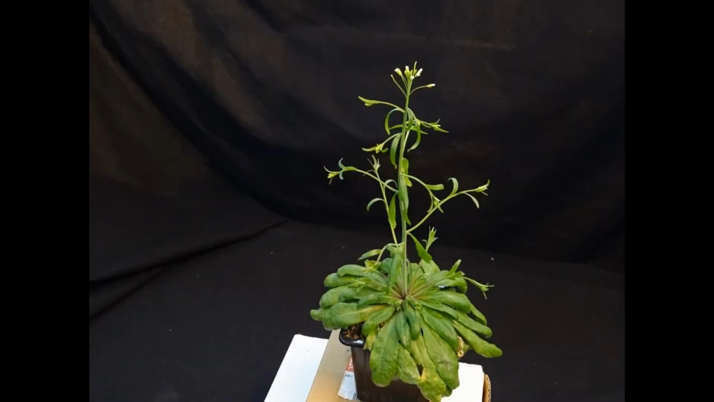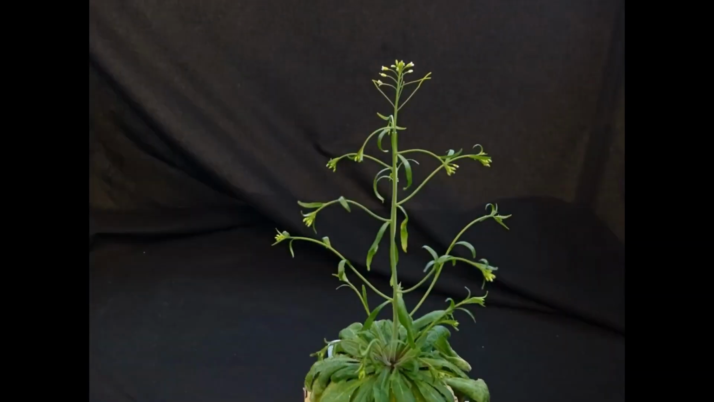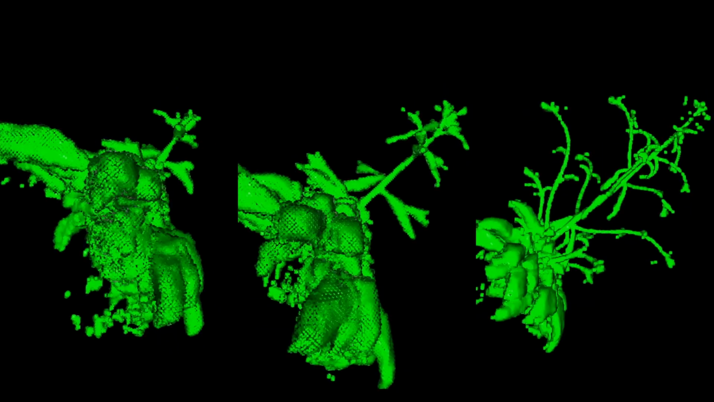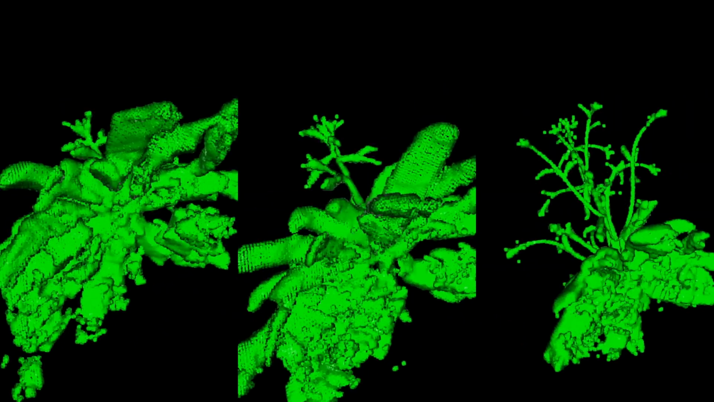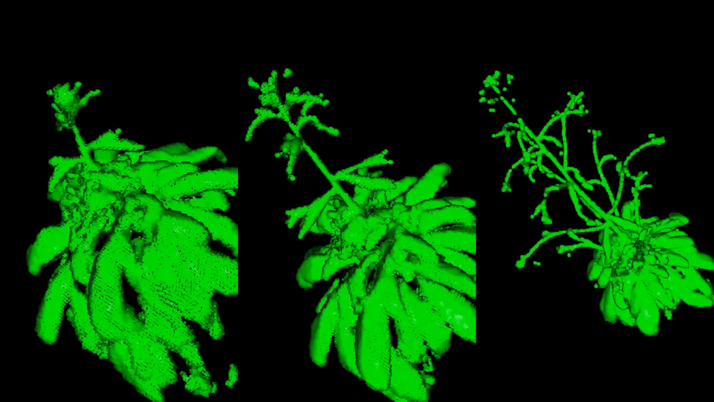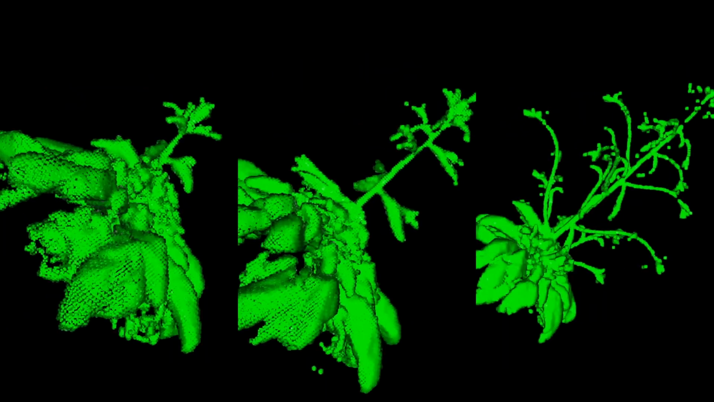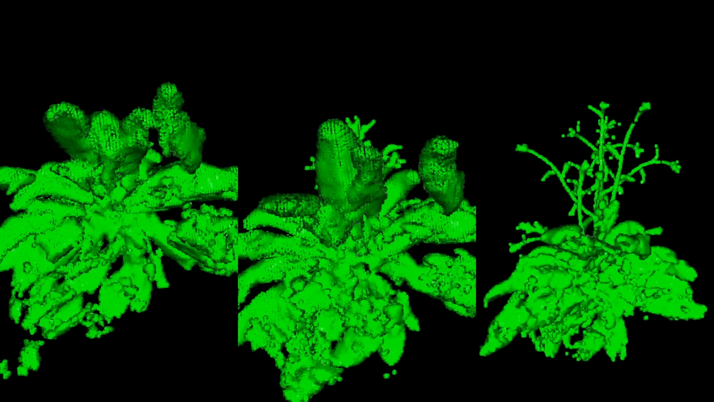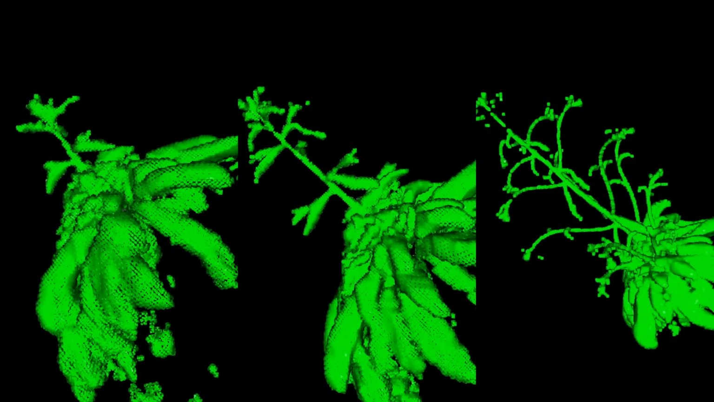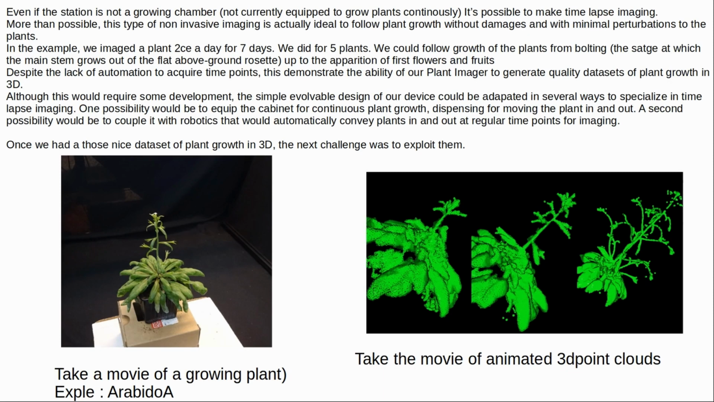Although this would require some development, the simple, evolvable design of our device could be adapted in several ways to specialize in time-lapse imaging. One possibility would be to equip the cabinet for continuous growth of plants, dispensing with moving the plant in and out. A second possibility would be to couple it with robotics that would automatically convey plants in and out at regular time points for imaging.